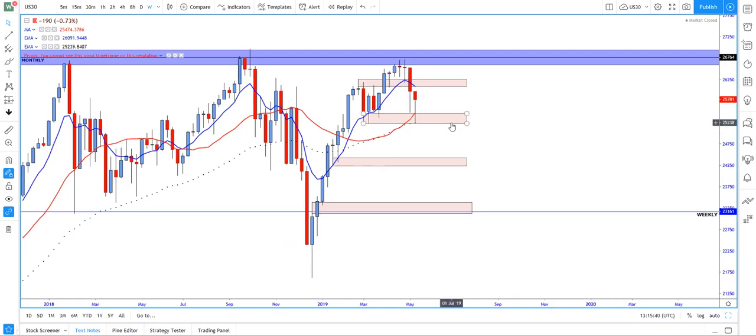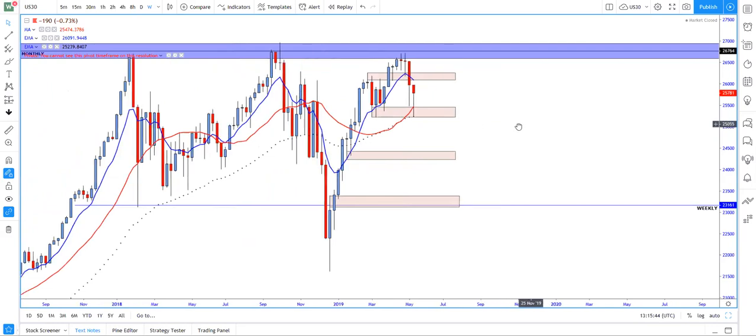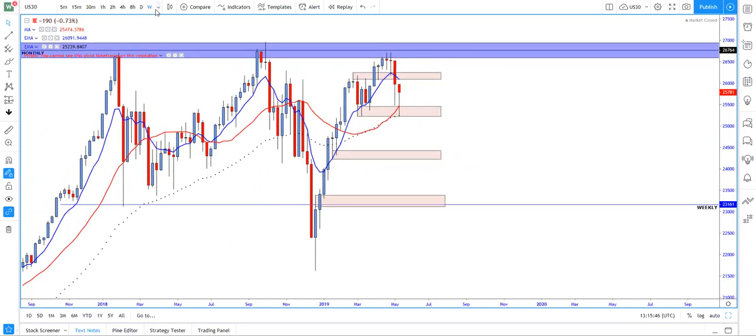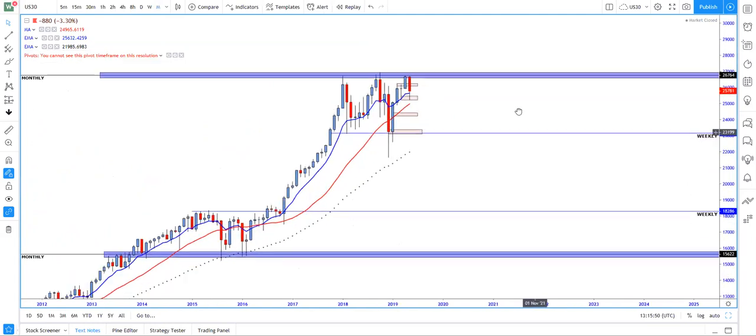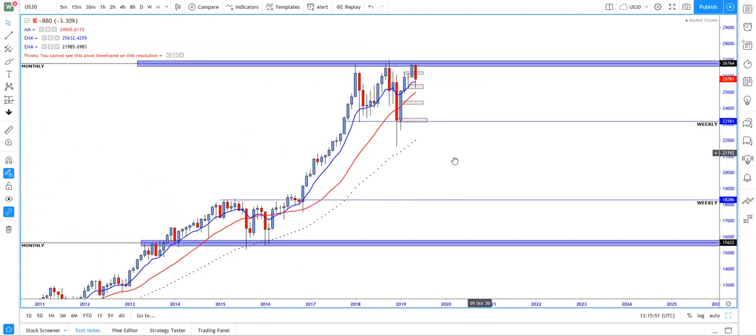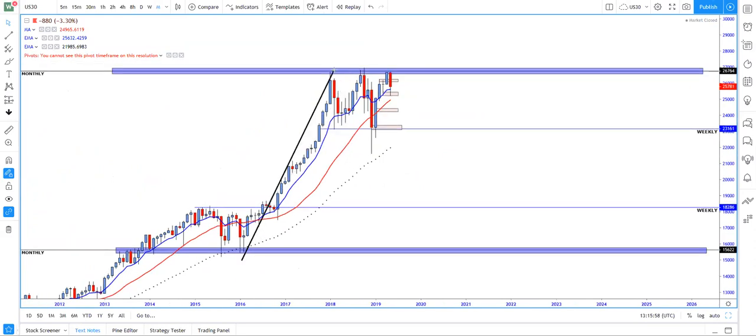So before wasting any time, let's get started on this US30 pair. Monthly chart in front of you guys. Bullish price action on this pair. You clearly see price is in a bullish market structure. That's where the price is at the moment. That's the highest high.